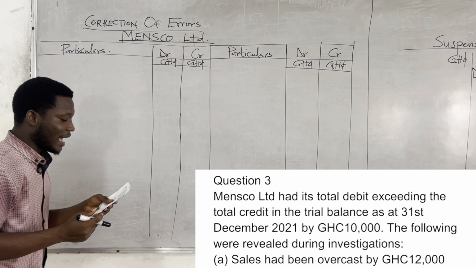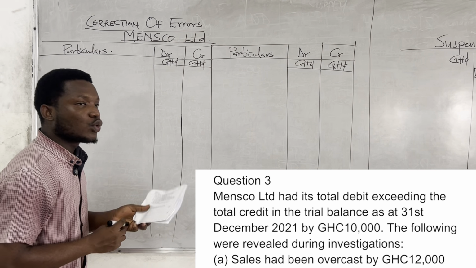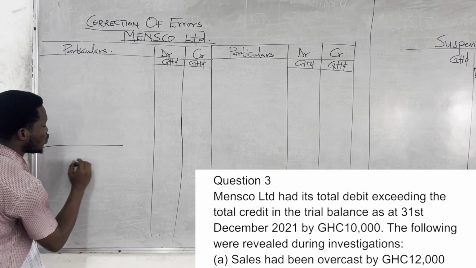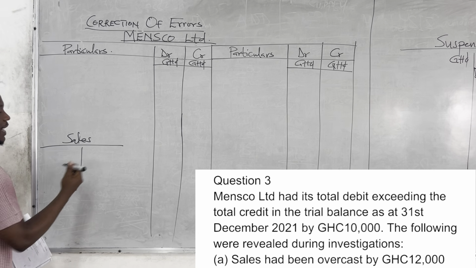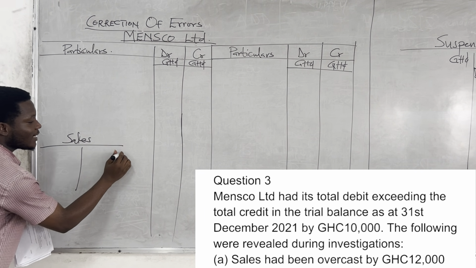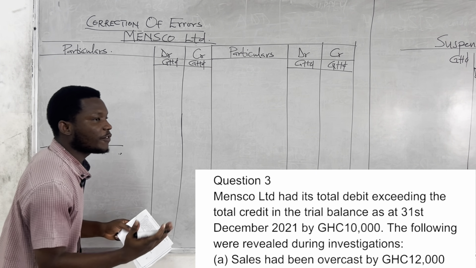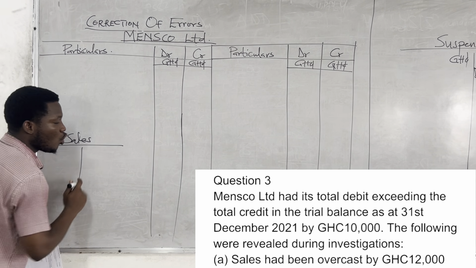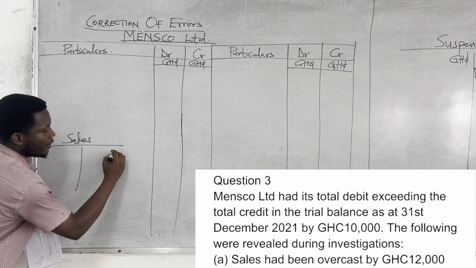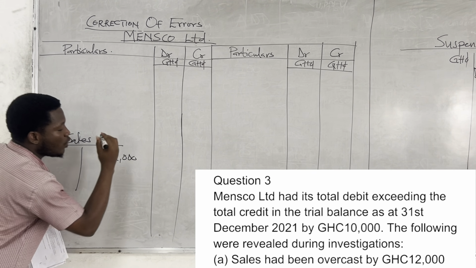We have sales had been overcast by 12,000. Now we have our sales account to be like this. Sales. We always say that sales has a credit balance. So our credit balance here has been overcast by 12,000. So it means we have increased the amount by 12,000. This is the 12,000 that was increased.